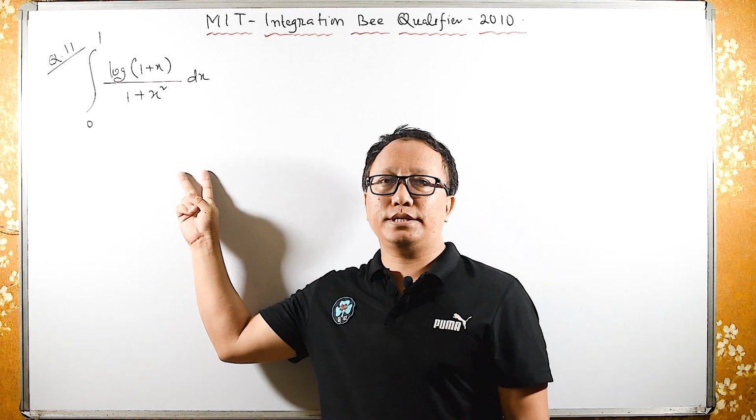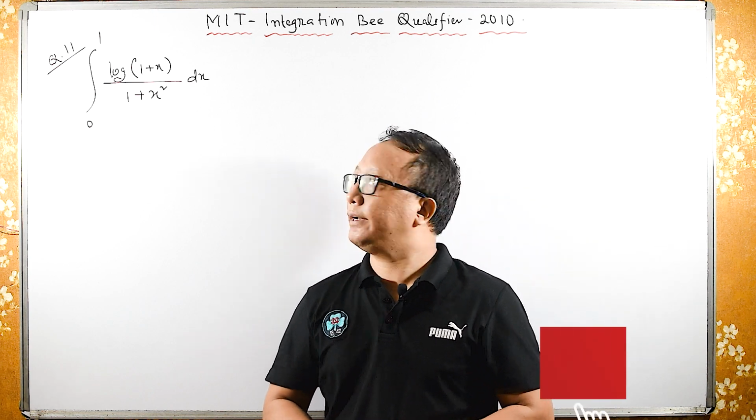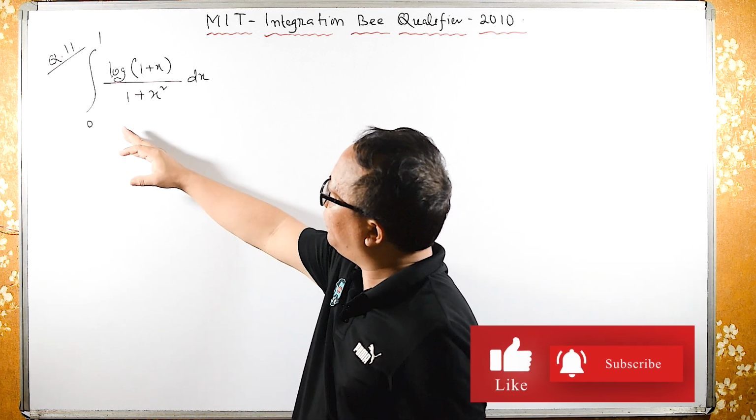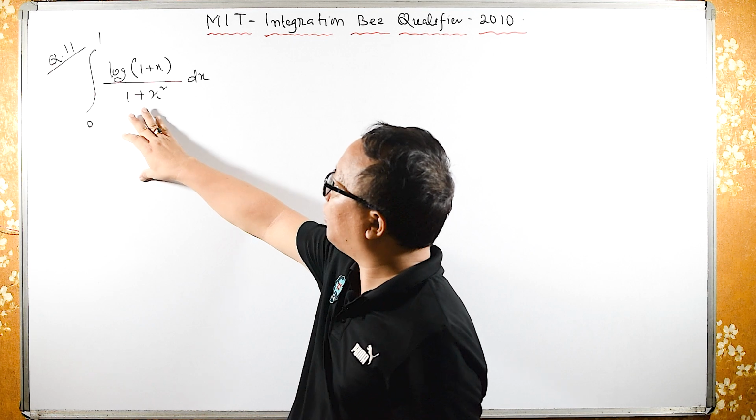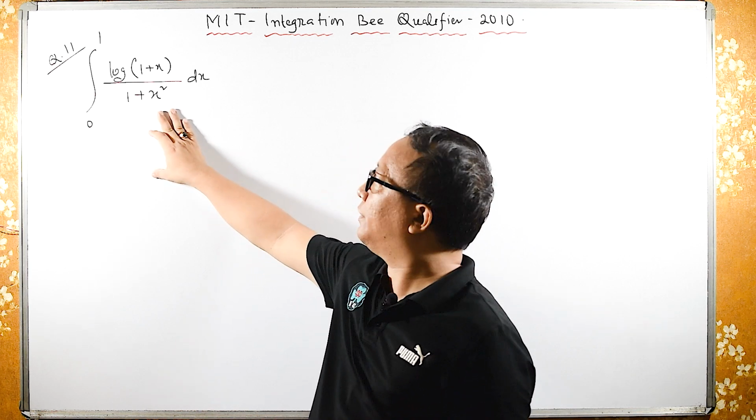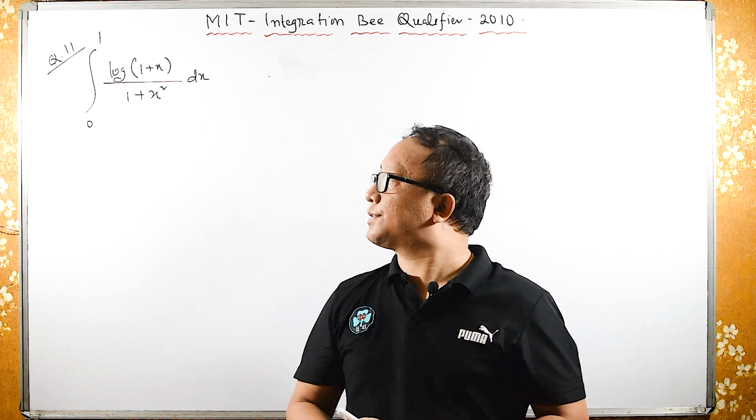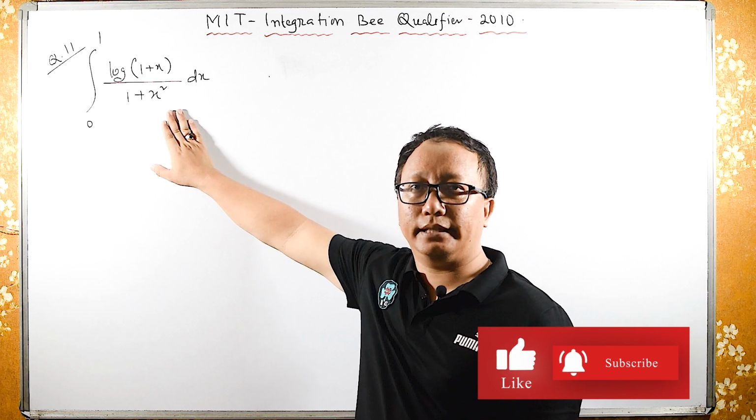This question was given by the MIT Integration Bee qualifier exam in the year 2010, and this is question number 11. You can see in this integral we have 0 to 1 of log of (1 plus x) upon (1 plus x square). So this can be solved many ways. I will solve this integration by substituting x equals tan t. Let's see how it works.